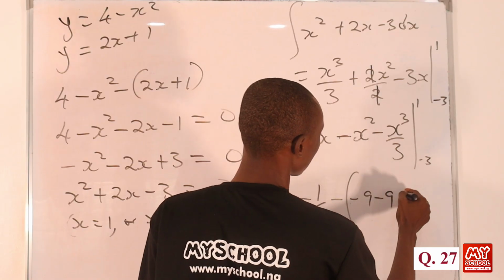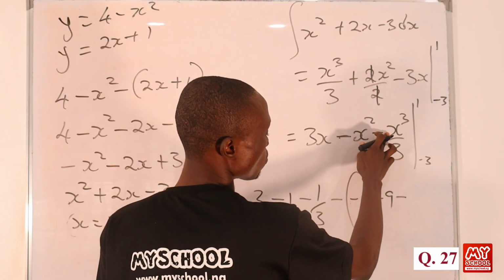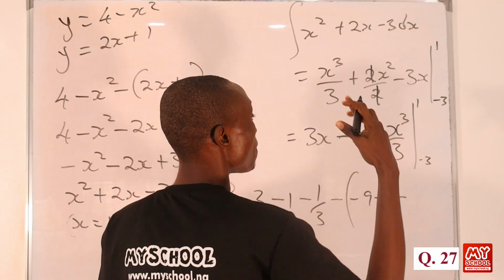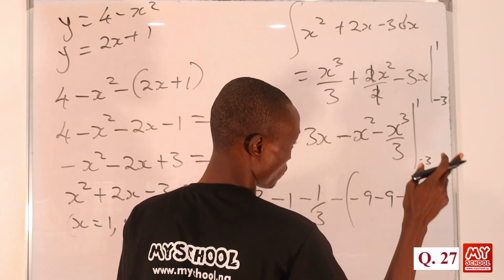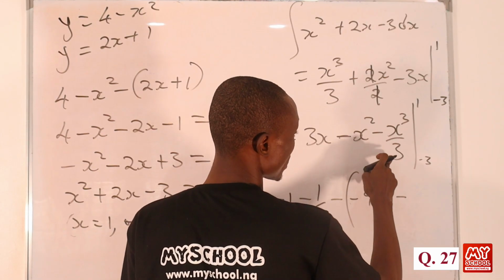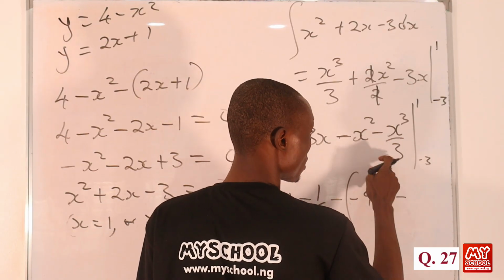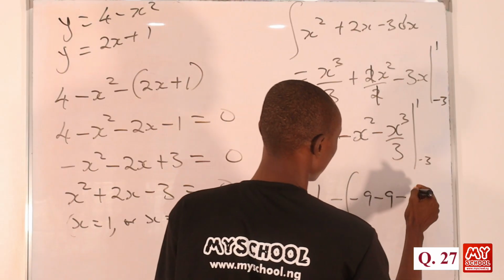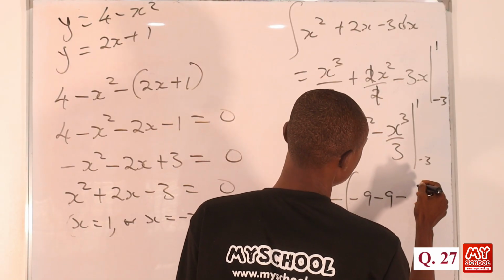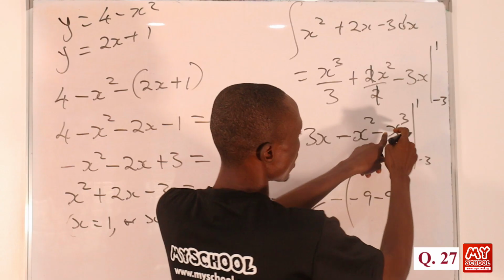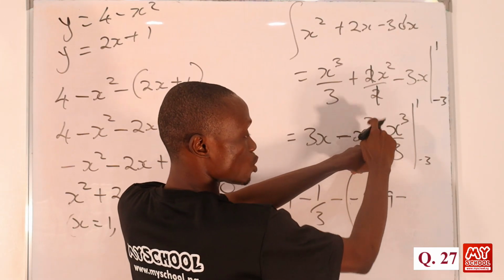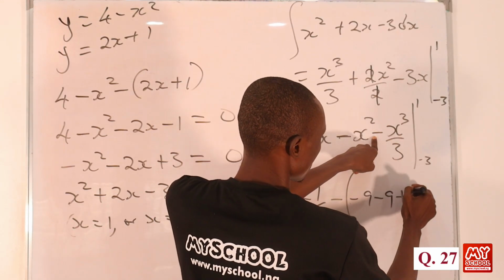Then here we'll be having minus. Of course, if we take the cube of minus 3, that will be minus 27, right? And 27 divided by 3 will be equal to 9. So minus 27 divided by 3 will be equal to 9. So here we'll be having also minus, but take note, since we're having minus 9 here, minus times minus is going to give us plus, so you'll be having plus 9.